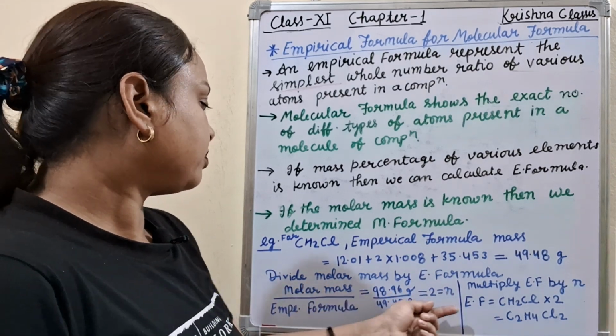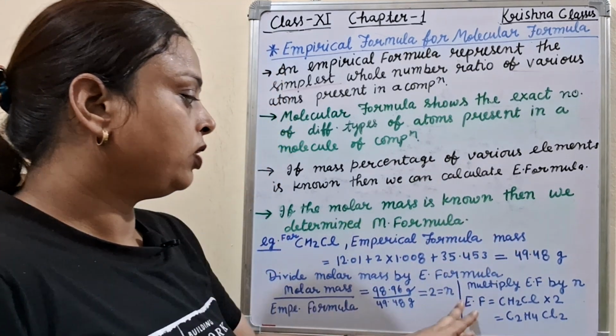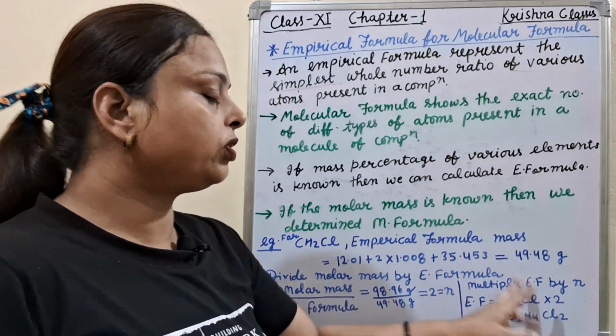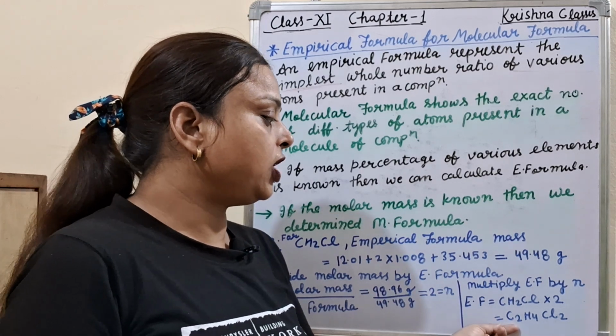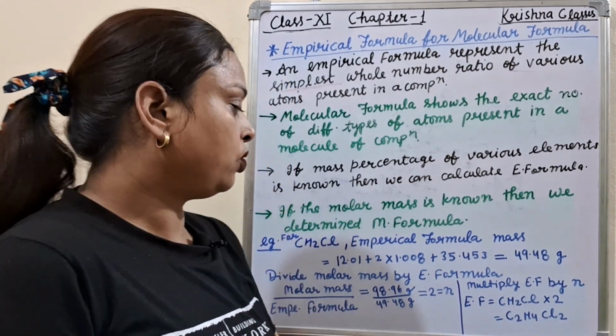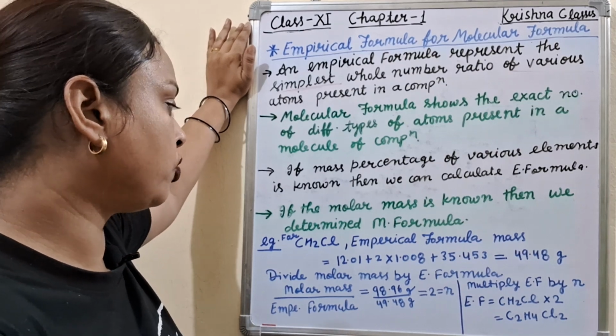So multiply the empirical formula by n. The empirical formula CH2Cl multiplied by 2 gives the resultant C2H4Cl2. So this is today's topic, empirical formula to molecular formula.